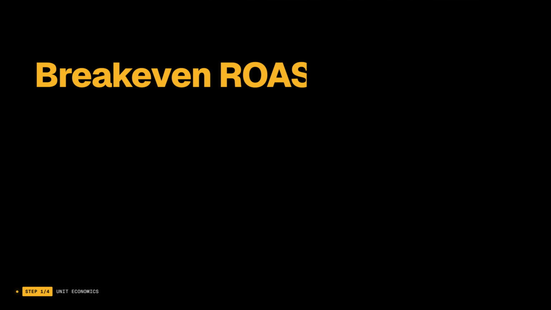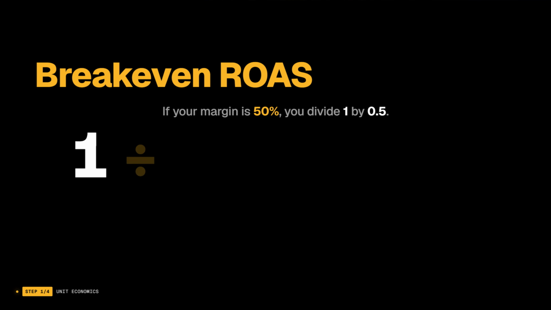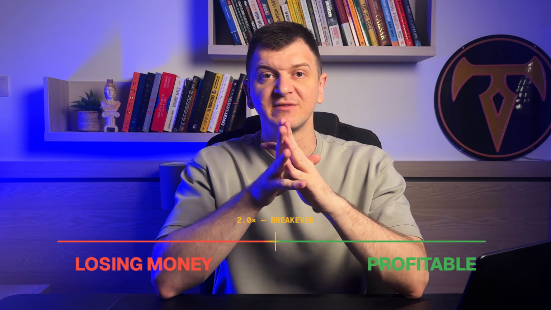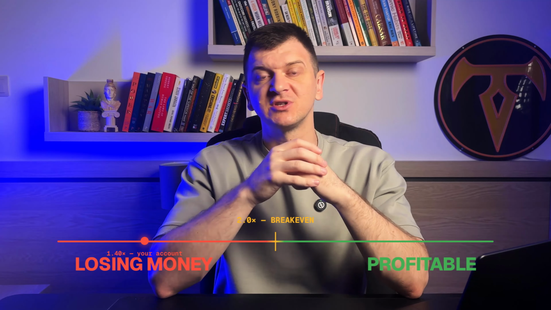And the formula to calculate it is very simple. You divide 1 by the percentage of your margins. So let's say your margins are 50%, you're gonna divide 1 by 0.5, and that will give you 2. 2 is your break-even ROAS. Anything below 2 results in losing money.